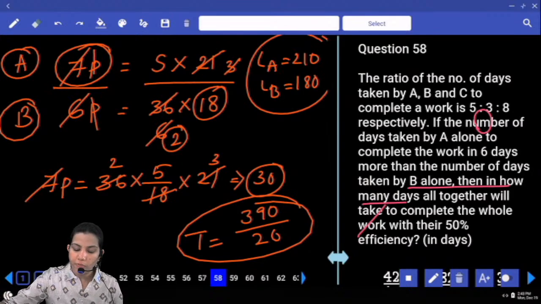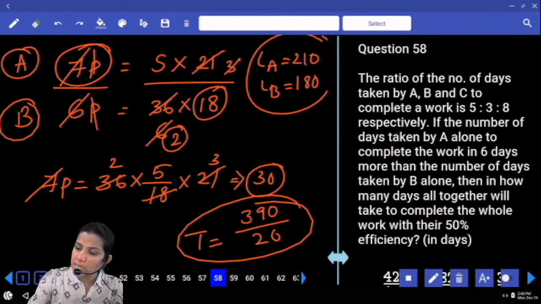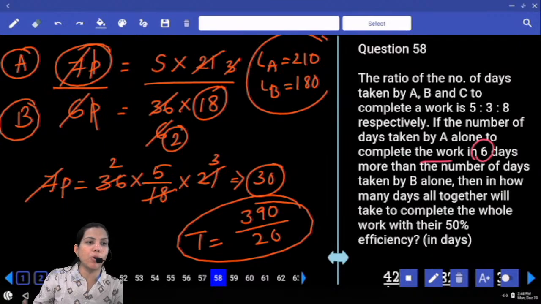Next question number 58. The ratio of the number of days taken by A, B, C to complete the work is 5:3:8 respectively. If the number of days taken by A alone to complete the work is 6 days more than the number of days taken by B alone. What is B? How many parts? 3 parts. A 5 parts. 2 parts more. 2 parts value 6. Then 1 part is equal to 3.